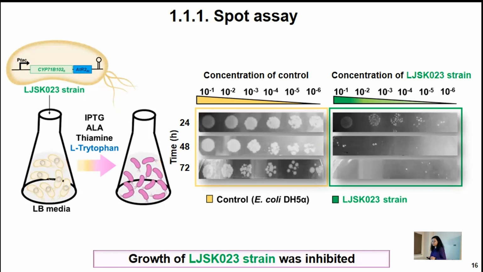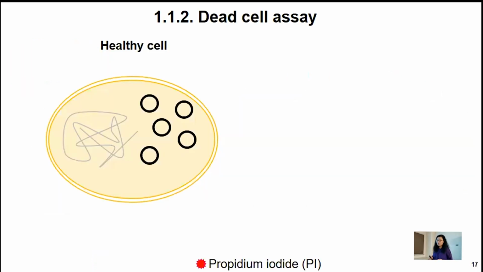So this means that when we are culturing this engineered E. coli strain, some bioactive compound might be produced, which might be inhibiting the growth of the cell. Then we thought that maybe the cells are being inhibited because whatever is being produced might be damaging the cell. For that, we performed dead cell testing using this propidium iodide dye.